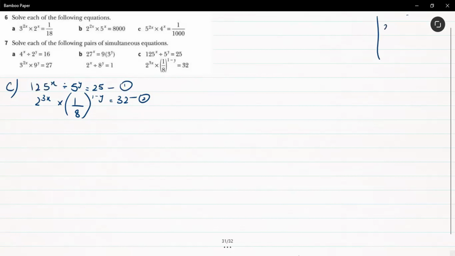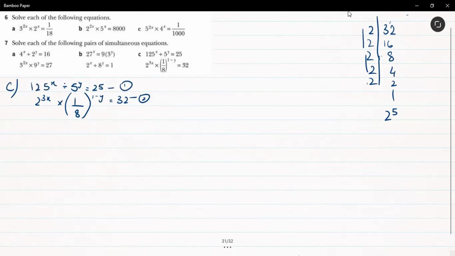So first of all, I'm going to simply find the things I need. 32 in terms of 2: 2 times 1 is 2, 2 times 2 is 4, 2 times 4 is 8, 2 times 8 is 16, 2 times 16 is 32. So this is equal to 2 raised to the power 5.